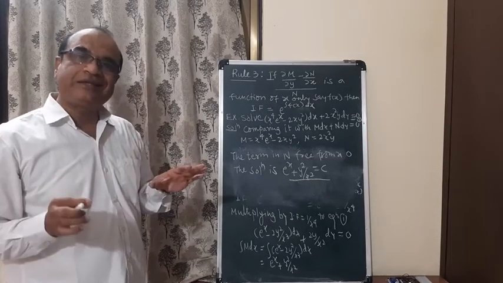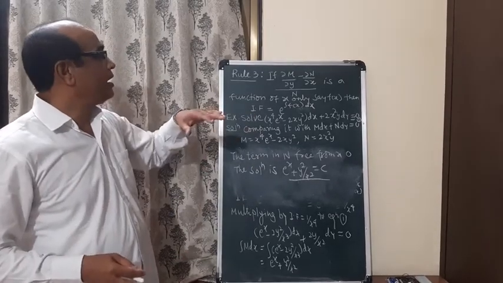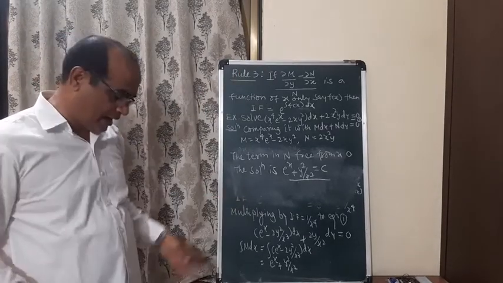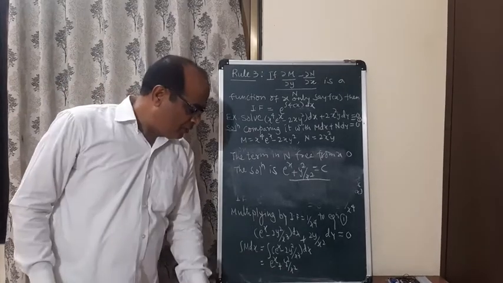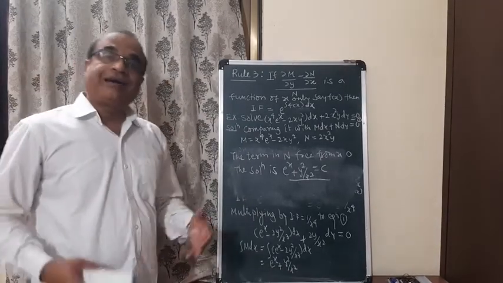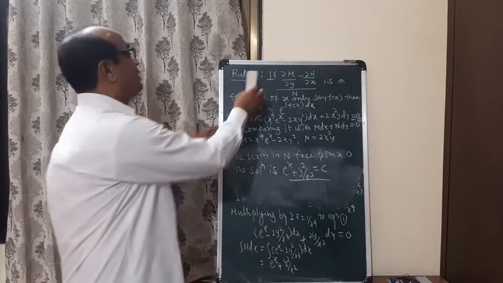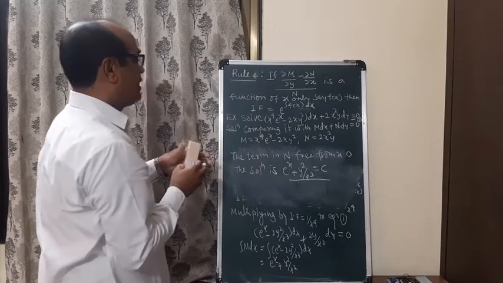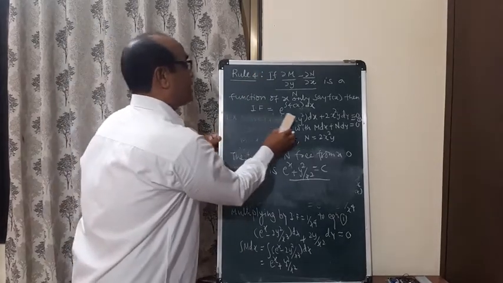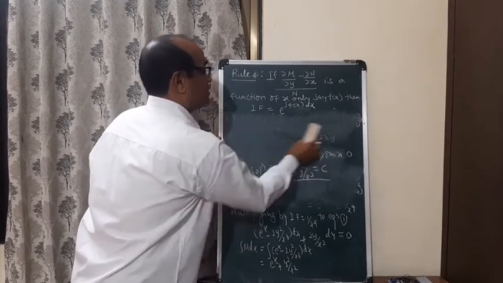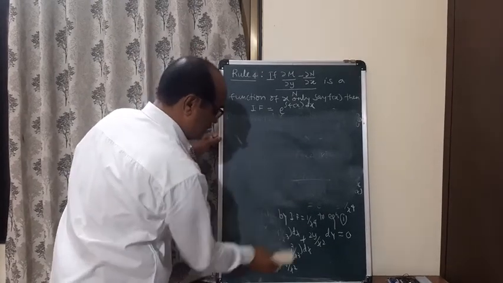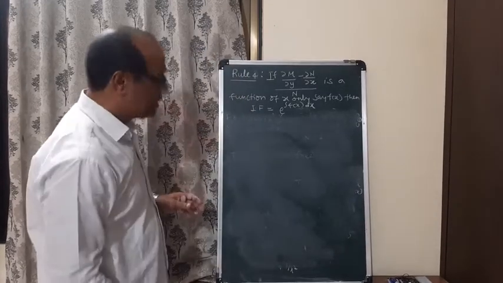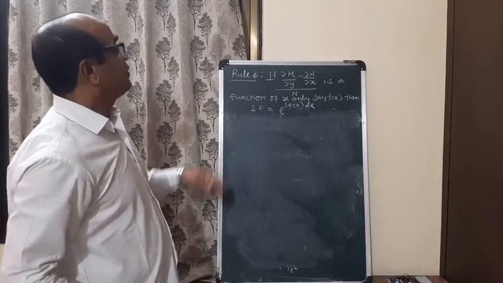So this is the example solved by rule 3. Now we take the next rule, that is rule number 4. How do we obtain the integrating factor, and what is the formula there? So what is rule 4?